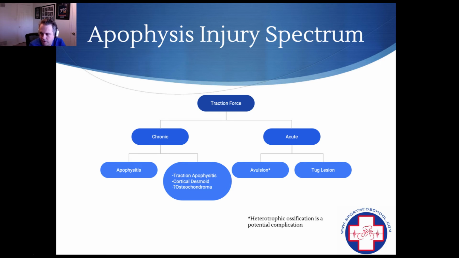The avulsion is the acute and sudden separation of the apophysis from the remainder of the bone. And one of the secondary complications from that is heterotopic ossification. Non-union can also occur as a result. And the second one is a partial separation, which would be a tug lesion.